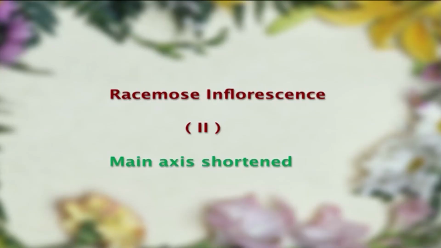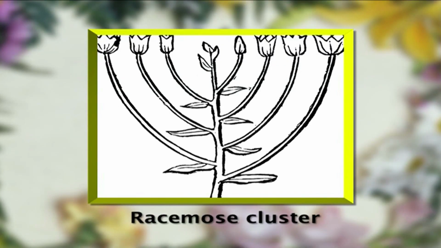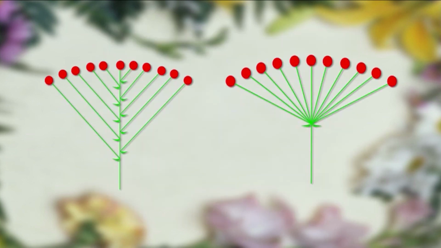The second category of racemose inflorescence is the one in which the main axis is shortened. Due to the shortening of the main axis, the flowers appear in a level-topped cluster instead of lengthened clusters. The flowers hence appear in the centripetal order because in the order of time the flowering starts with the periphery and proceeds towards the center. This category includes mainly corymb and umbel inflorescences.